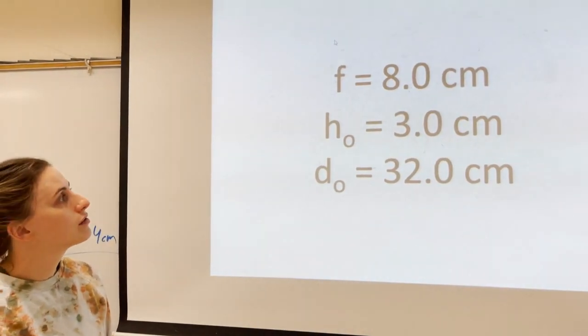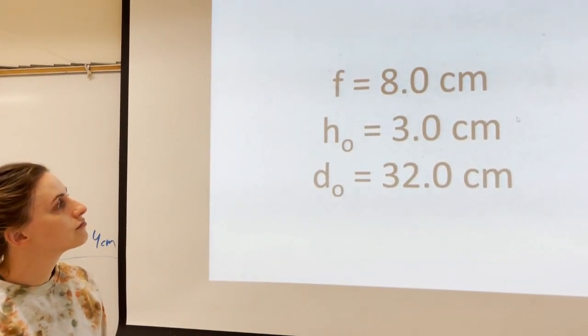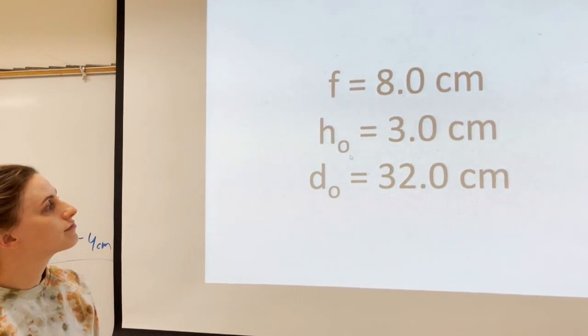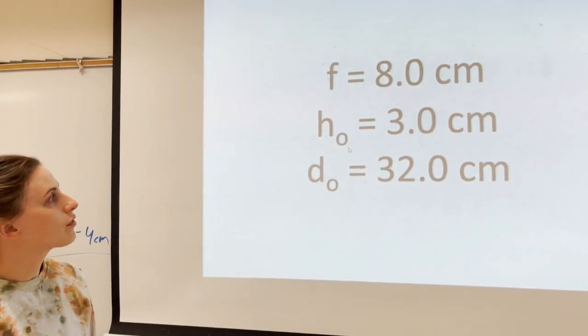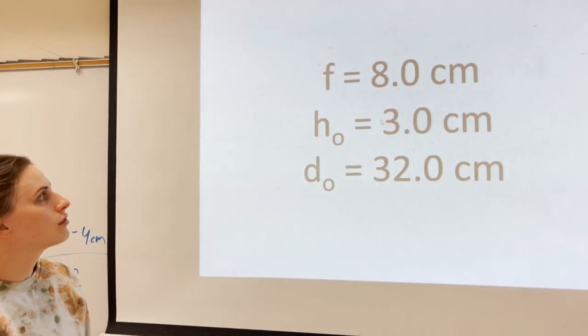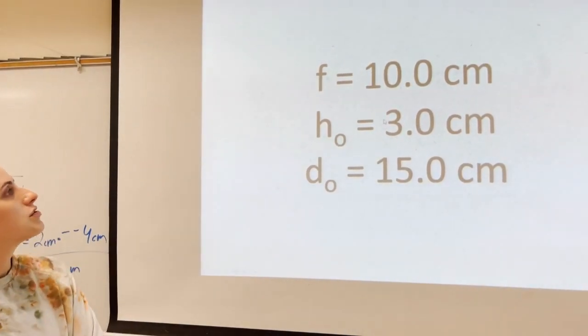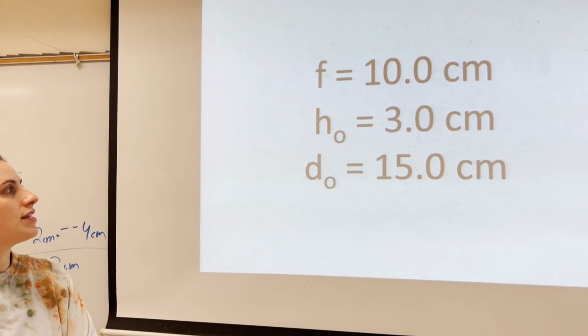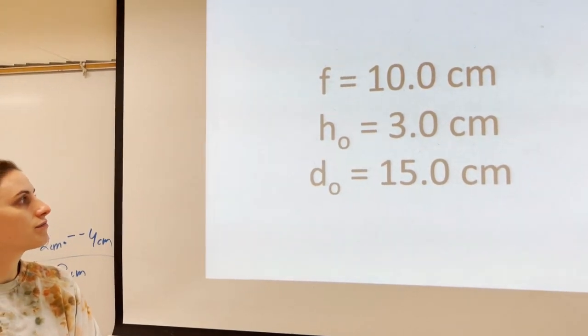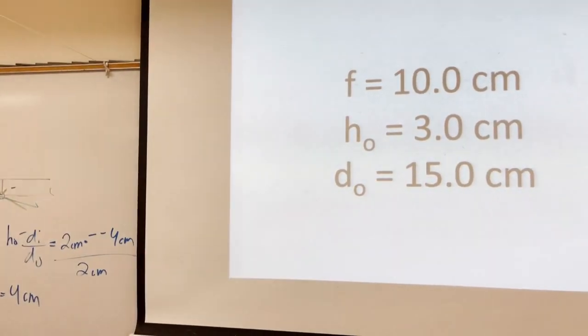So write this information down. The focal length is 8 centimeters, the height of the object is 3, and the distance of the object is 32. Write this down. And then I've got one more for you guys: 10 centimeters, 3 centimeters, and 15 centimeters. So you're going to do those 4 things. We can go back to that slide.